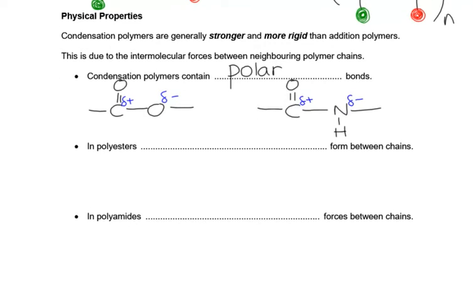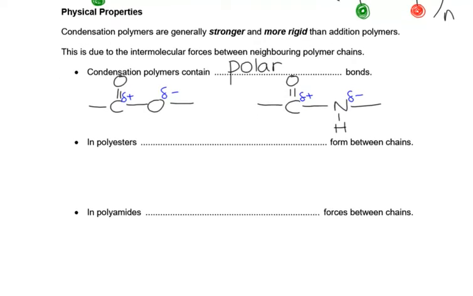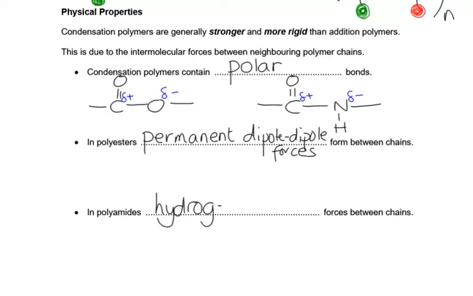Okay, so back to what we were looking at. So condensation polymers have got polar bonds, and that changes their properties. In polyesters, which were the ones on the left here, we can form permanent dipole-dipole forces between the chains, whereas in polyamides, because we've got the N bonded to a H, then hydrogen bonds can, I should say, form there between the chains.